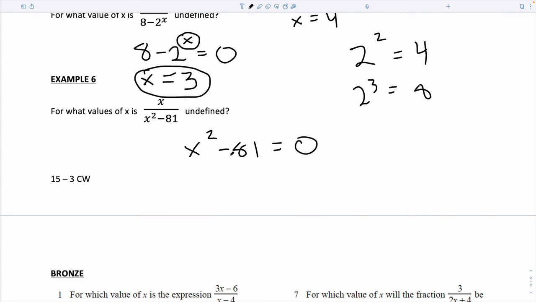Set up this equal to 0. X squared minus 81 equals 0. When you have a trinomial or something squared, we can factor it to make it 0. What are my factors of x squared minus 81, Kingston? X plus 9 and?